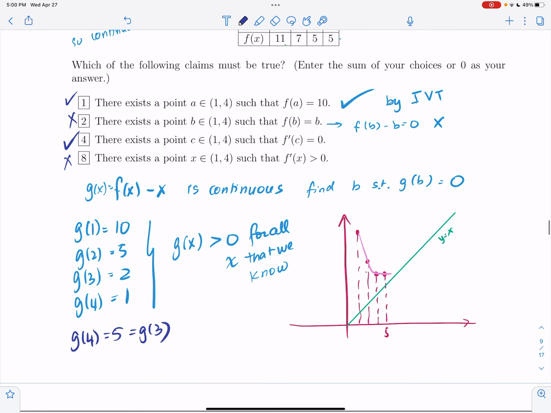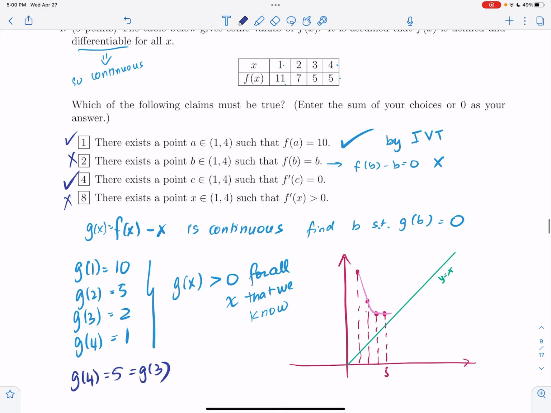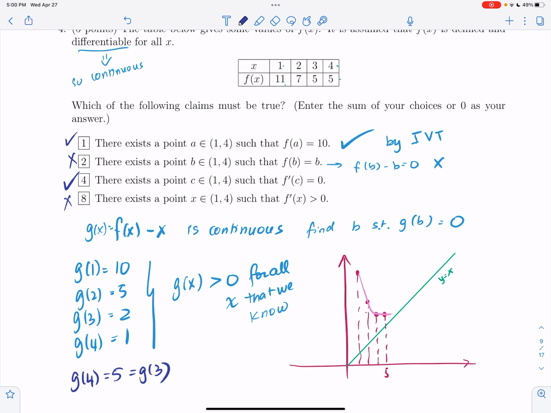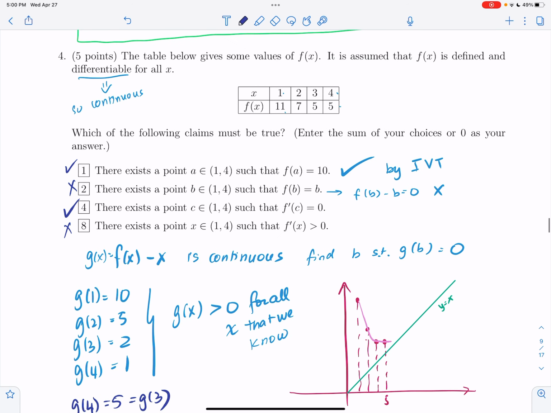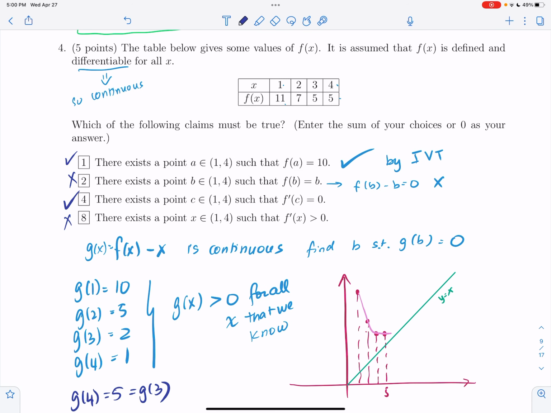All right. So what did we use over here? We used the intermediate value theorem. We used the mean value theorem. And we were able to use the intermediate value theorem because a function that's differentiable is indeed continuous as well.